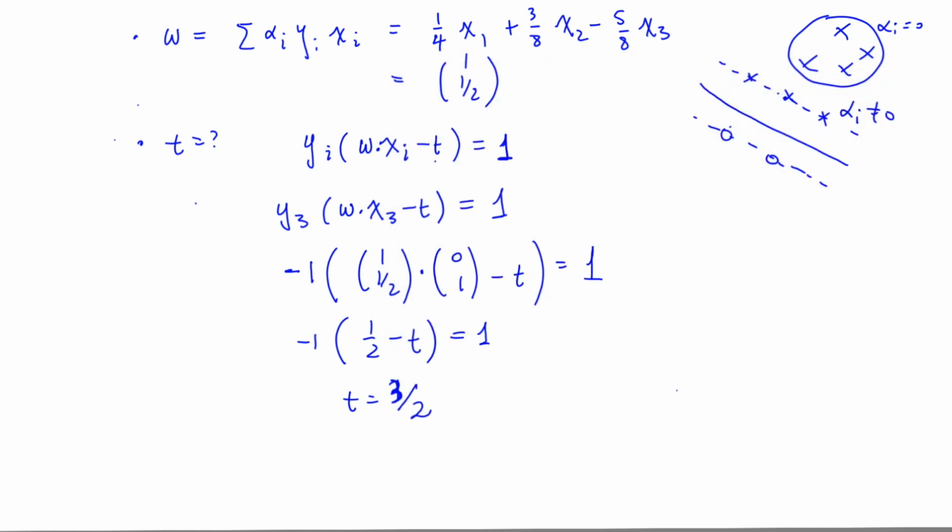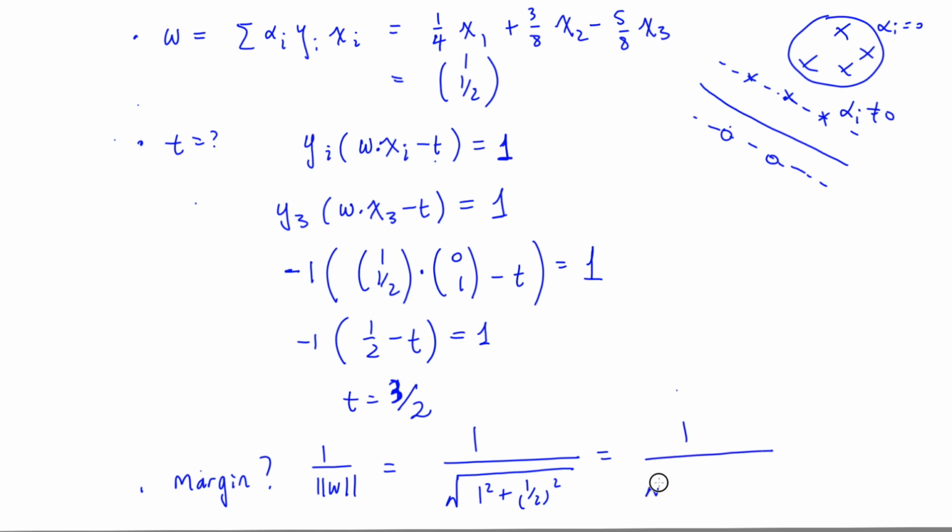Okay, and the final step is to compute the margin. If we want to compute the margin, well, the margin is just going to be 1 over the norm of w. We computed that earlier. So this is going to be 1 over the square root of 1 squared plus 1/2 squared, which is 1 over the square root of 1 plus 1/4, which is just, after some simplification, 2 over the square root of 5.